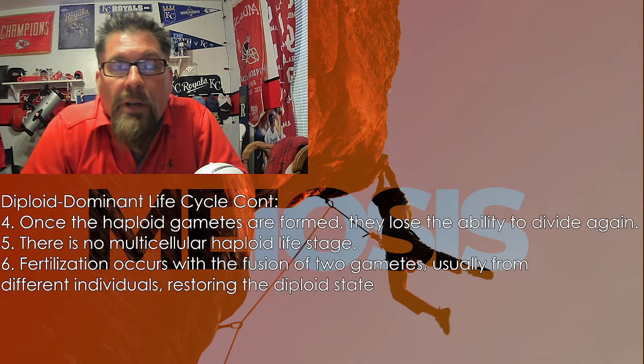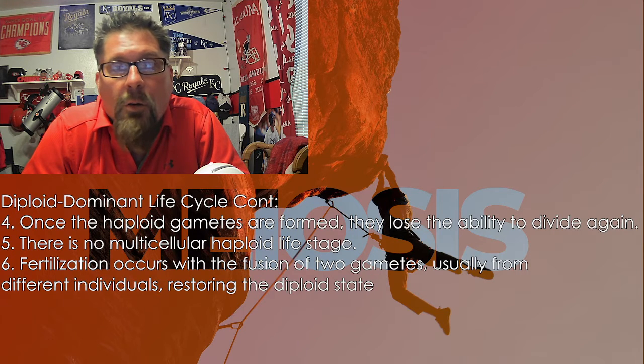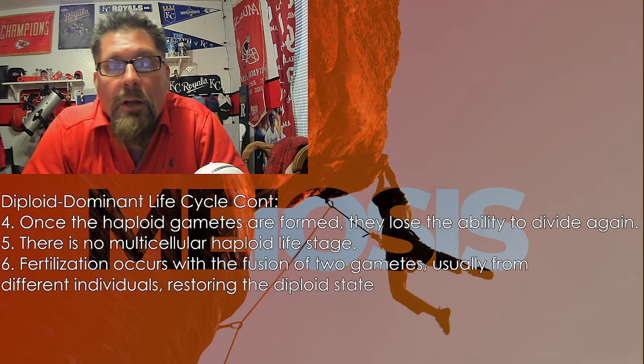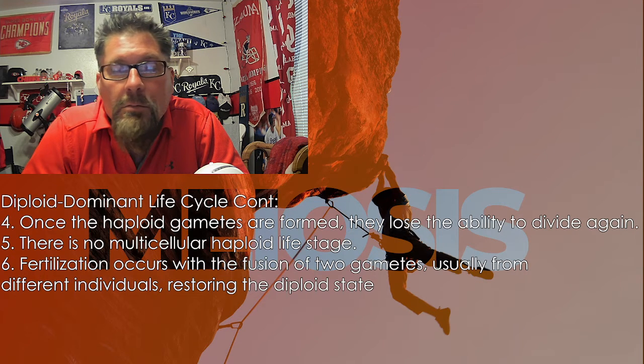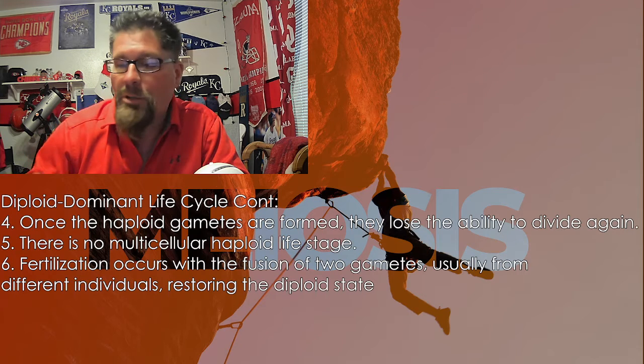And once the gametes are formed, there's obviously no multicellular haploid life stage. The gametes are just single cells. So then fertilization occurs and we're right back to the diploid state.